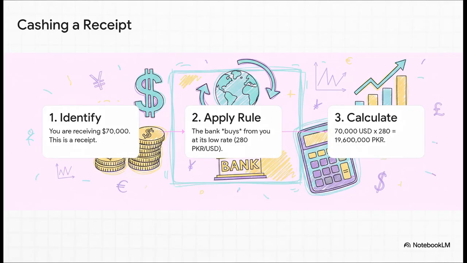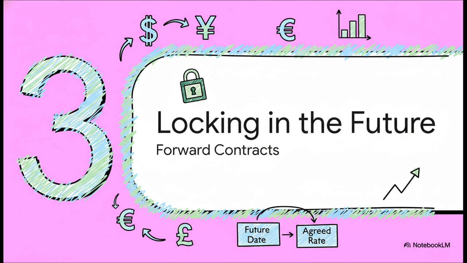So what happens when money is coming in? Let's say you're about to receive a sweet $70,000 payment. The steps are just as easy. It's a receipt, which means you're selling those dollars to the bank, and the bank buys from you at its lower rate. Do the math, and boom, you get exactly 19.6 million rupees. No guessing, no surprises.